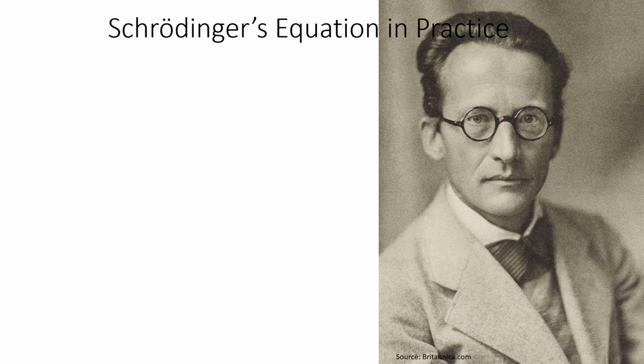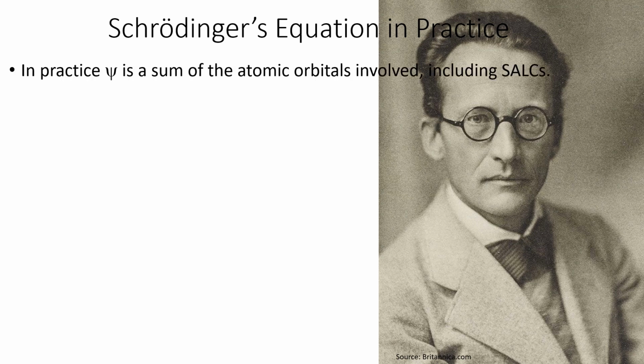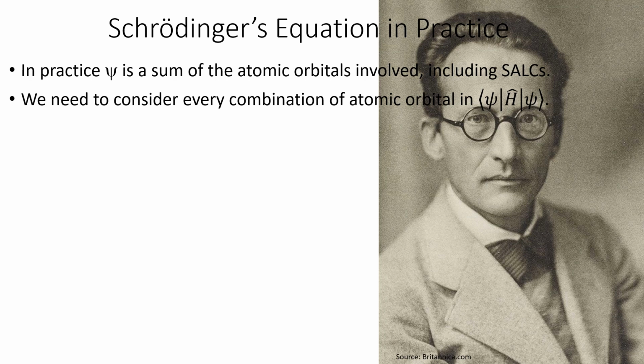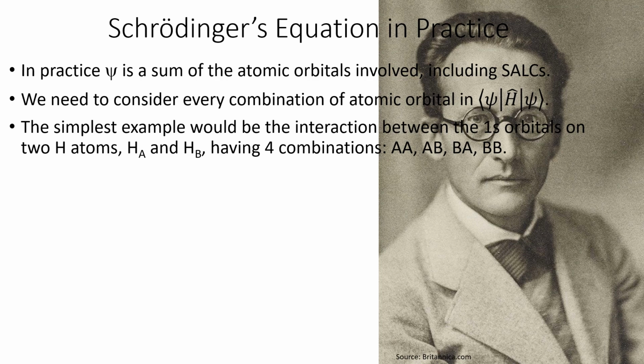Now we're going to put the Schrodinger's equation into practice. And really the first thing I should say is that the wave function psi actually holds all the orbitals under consideration in our problem. So for example, it could hold all the atomic orbitals in a problem. It may indeed hold a symmetry adapted linear combination of orbitals. And when we look at this quantity psi H hat psi, ultimately we've got to consider the combination of all the possible atomic orbitals from the ket on the right hand side and the bra on the left hand side. So this can be very complicated.